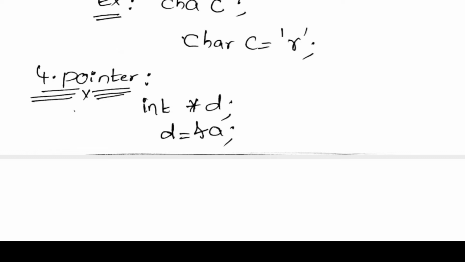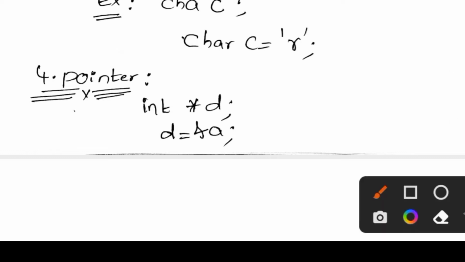So how do we create a pointer? First we have to give a data type. If you want the int data type, you can give int, then a space, and then a star and d. Whenever you start with the star, that comes under pointer. Here the variable name is d. Before d I am giving a star, which means it is not an integer type variable, it is a pointer, which holds the address.